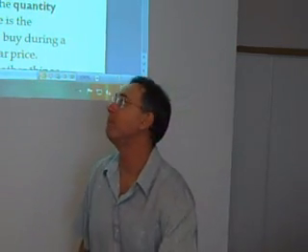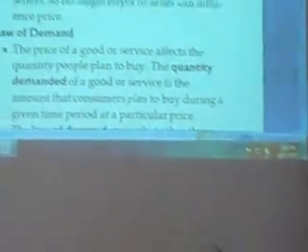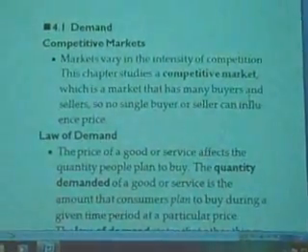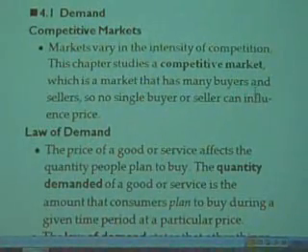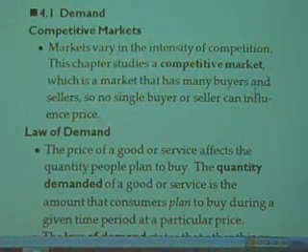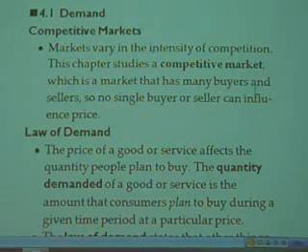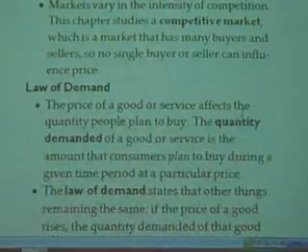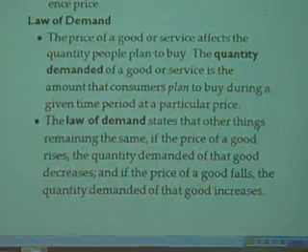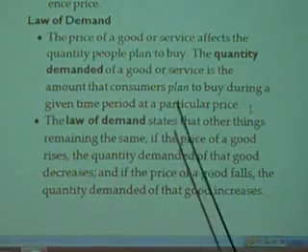Let's get started then. When we look at demand, we'll look at competitive markets. And a competitive market means that there's a variety of buyers and sellers. There's not one single individual buyer or seller that can influence price. The law of demand is pretty clear. It says that the price of a good or service affects the quantity people plan to buy.